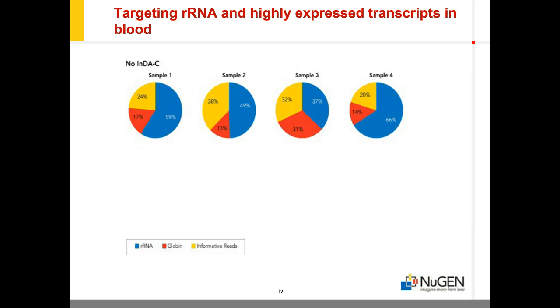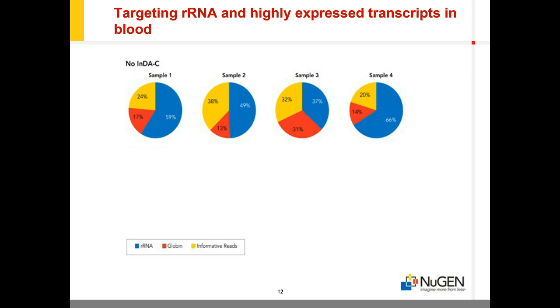We constructed whole transcriptome RNA-Seq libraries from 4 blood samples without any transcript depletion. The sequencing results showed that ribosomal RNA represents between 37 to 67% of the total reads, depending on the individual. Globin mRNA represented between 13 to 31% of the total reads. This means that only 20 to 38% of the sequencing reads are informative and provide relevant information.